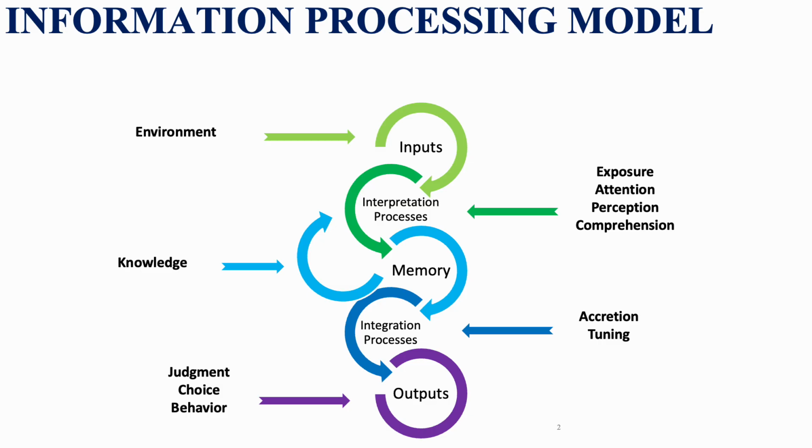So marketing isn't as bad as management when it comes to needing a model, but we do have models. And this is the information processing model. It says that we have these inputs, which we would consider the environment. Again, we're exposed to information, we attend to it, we perceive it, we comprehend it. It goes into our memory, which we call knowledge. And then we integrate it with things we already know, and we get these outputs. And these outputs are considered judgments, choices, and behaviors. So this is the information processing model, and I think this stands up to the test of time. This has been pretty true for a long time.